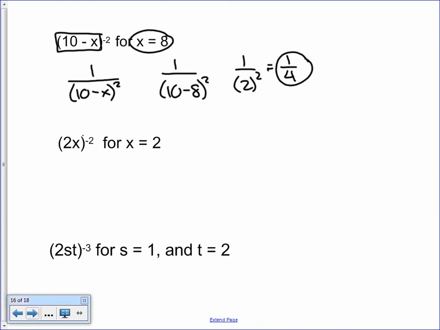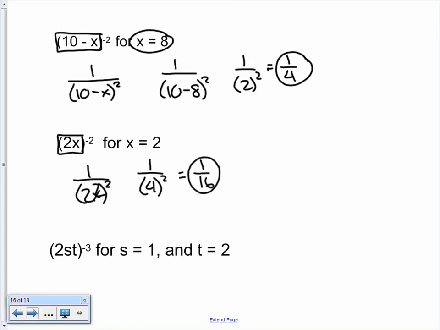Likewise for this one, let's think of whatever's in that parentheses like a single variable. That's going to move to the bottom of a fraction. And the exponent's going to become positive. Okay, now plug in that 2 in there. So 2 times 2, when I plug the 2 in. So 1 over 4 squared. And 4 squared, 4 times 4 will give me 16. 1 over 16 for that one.